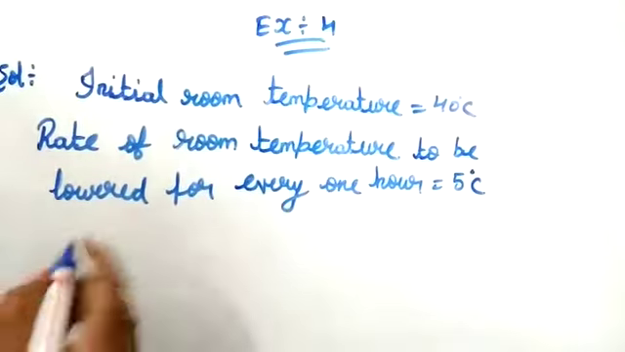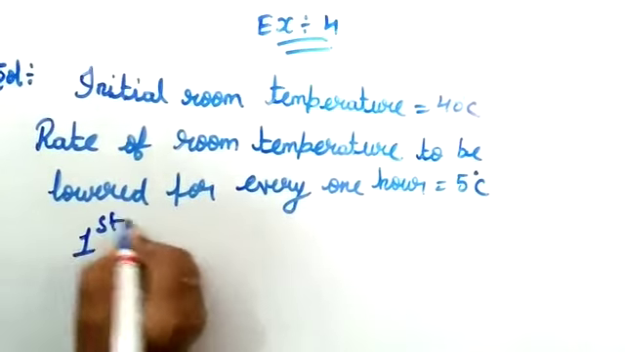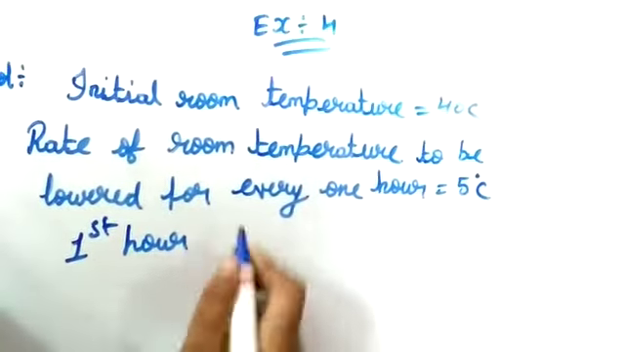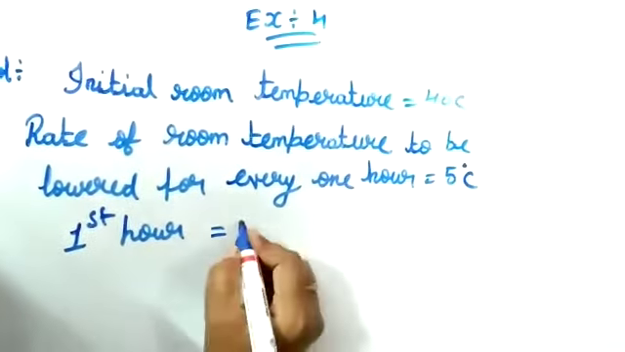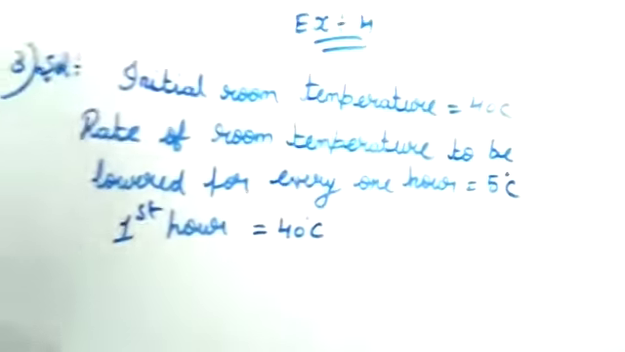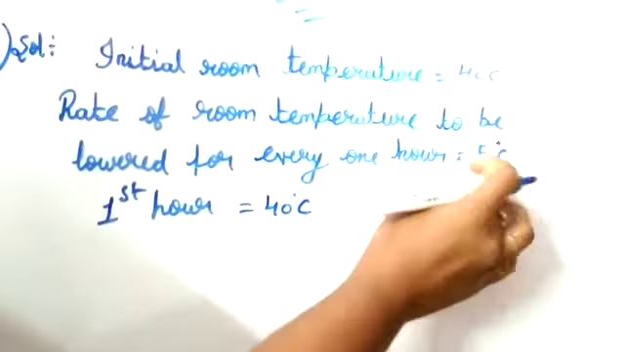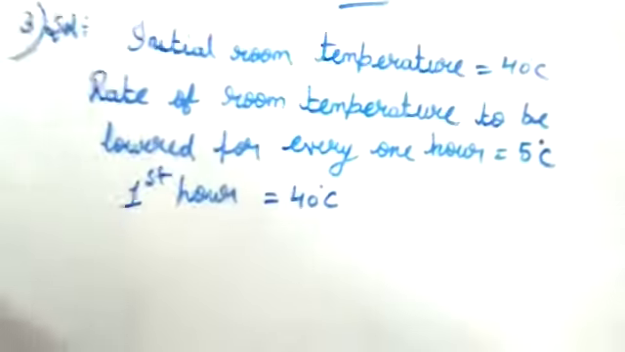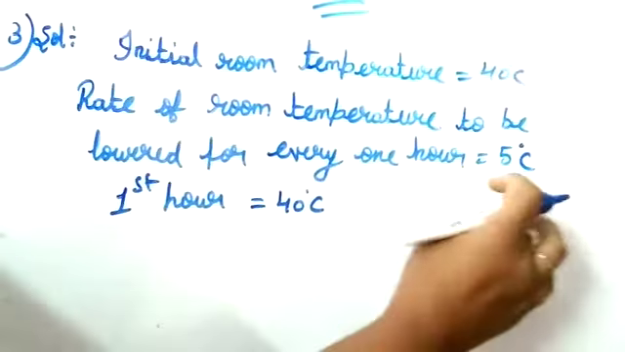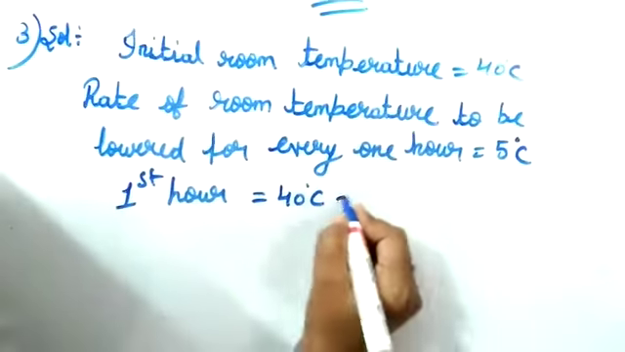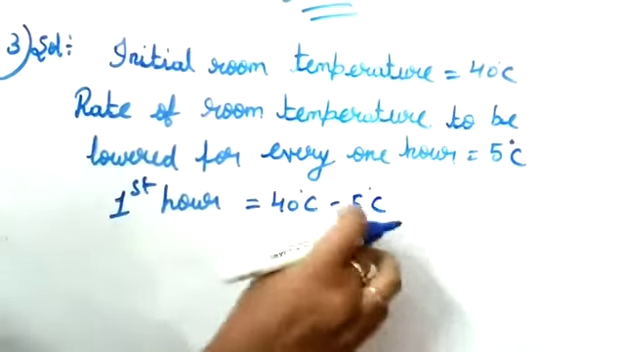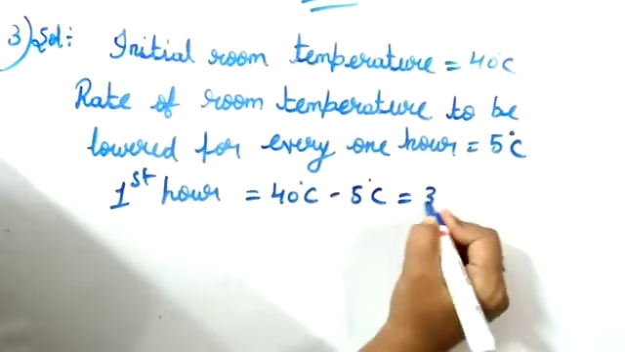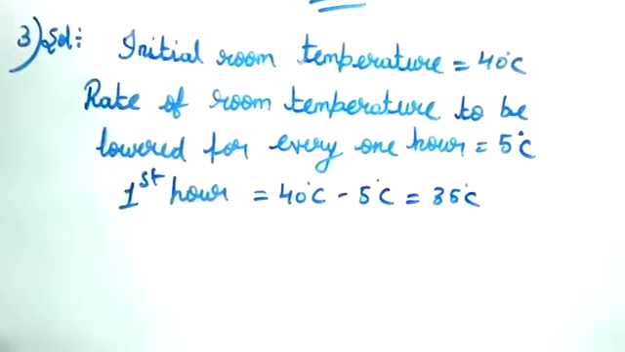Now the first hour room temperature is... First, your room temperature is 40 degrees, but every hour it is decreasing, which means subtracting. For every hour it is lowered by 5 degrees. So we need to subtract 5 degrees from your actual room temperature. Now 40 degrees minus 5 degrees is how much? 35 degrees Celsius. This is your first hour.